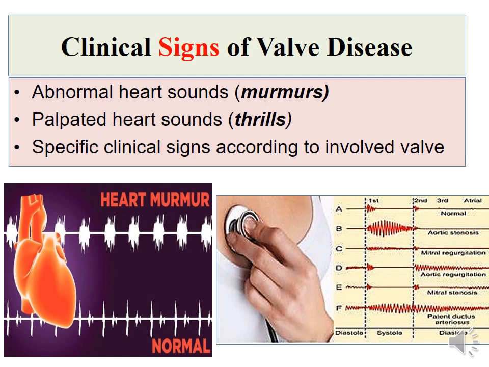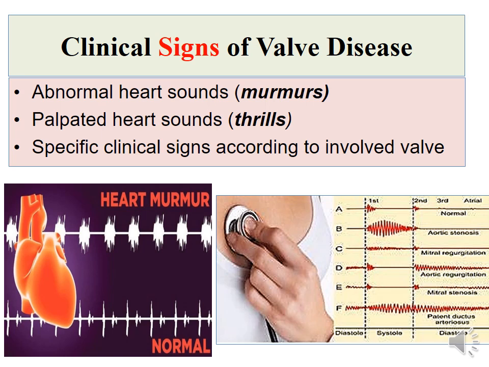Clinical signs of valve disease include the following. First of all, we have murmurs. Murmurs are abnormal heart sounds. If you look at this picture here, this line represents the normal heartbeat. As you can see, you can recognize there is some kind of pattern. There are 2 sounds that are normally present and heard by a stethoscope. These are called S1 and S2. While if you look at the heart murmur here, there are some abnormally added sounds, either during systole or during diastole.